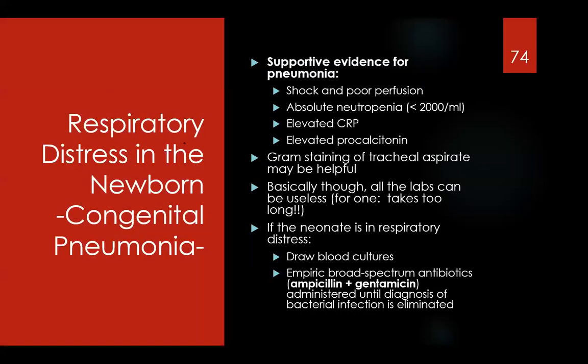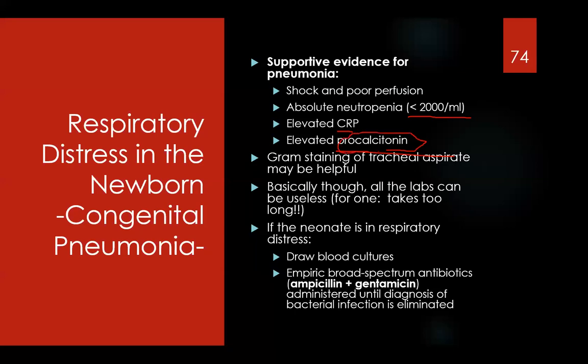So what are we going to do with these patients with congenital pneumonia? Well, we're going to support them. We're going to make sure that they don't go into shock and they don't have poor perfusion. We're going to get an absolute neutrophil count. We want to make sure that this is not less than 2,000. If it's severely decreased, like an absolute neutropenia, which is considered less than 2,000 neutrophils per mil, then we're concerned that they're actually losing this fight. They're probably going to have an elevated CRP, and they're definitely going to have an elevated procalcitonin.